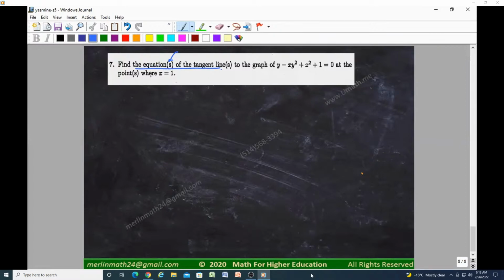Find the equation of the tangent line or lines to this graph at a given, usually this would be a point or a value. So they made it harder than usual because they didn't give you a point. They gave you only one value.